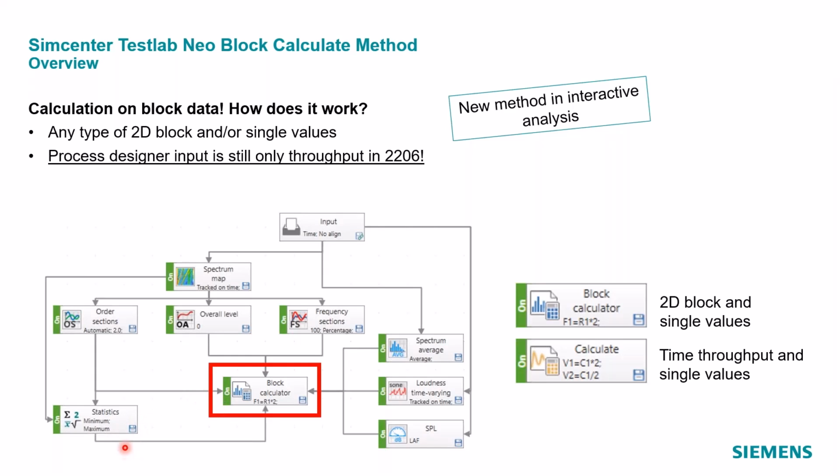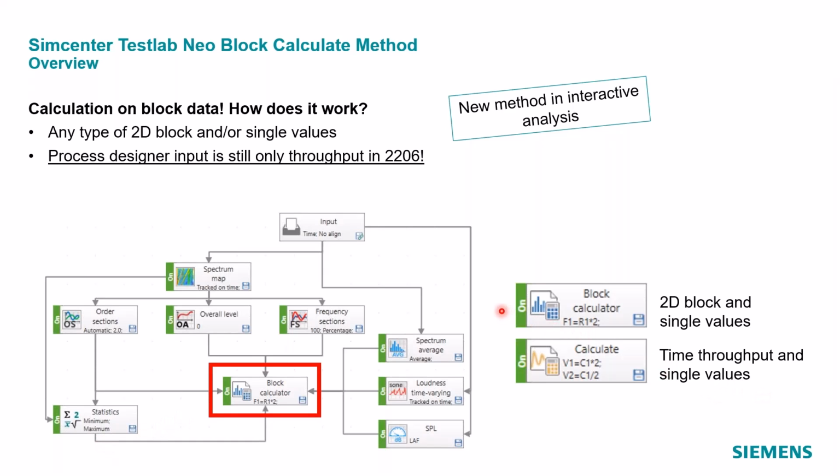I can also calculate some statistical values. So here I'm calculating the min and the maximum statistic for my order sections, and then bring those in the block calculator as well. And then I have another chain here where I'm calculating a spectrum average. I'm calculating time varying loudness, maybe calculating sound pressure level, and those also go into the block calculator. So the input to the block calculator can be any two-dimensional block I'm calculating in a process, as well as any statistical value I'm calculating in the process.